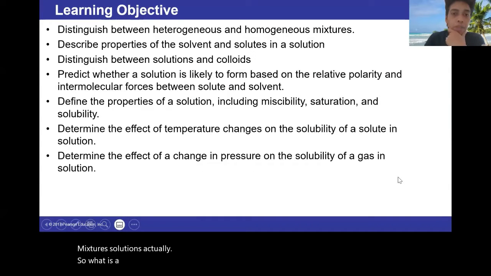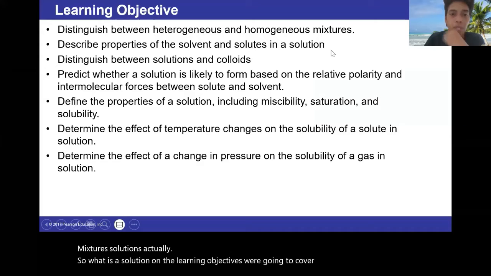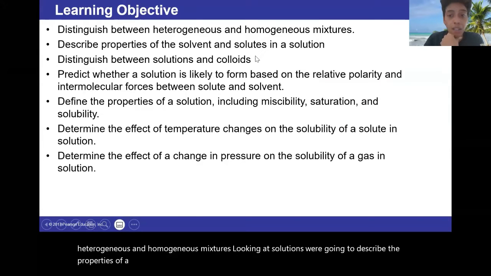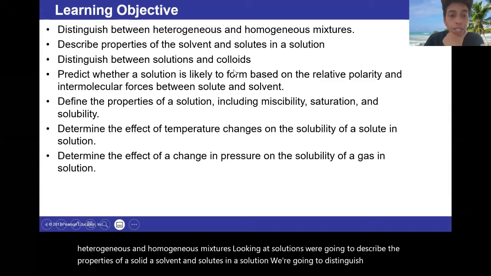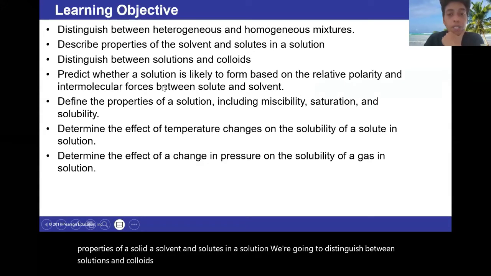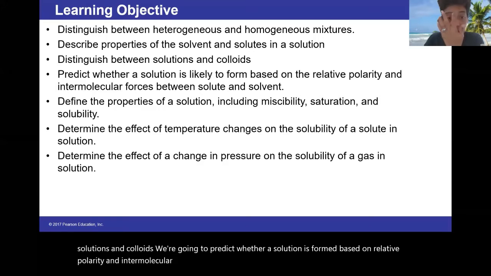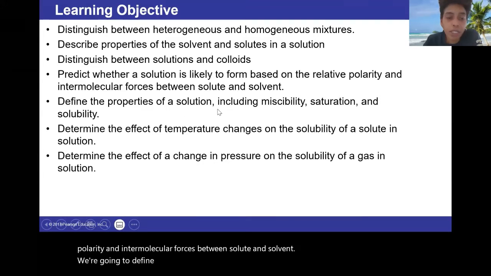The learning objectives we're going to cover is distinguish between heterogeneous and homogeneous mixtures, looking at solutions. We're going to describe the properties of a solvent and solutes in a solution. We're going to distinguish between solutions and colloids. We're going to predict whether a solution is formed based on relative polarity and intermolecular forces between solute and solvent. We're going to define the properties of a solution, including miscibility, saturation, and solubility.